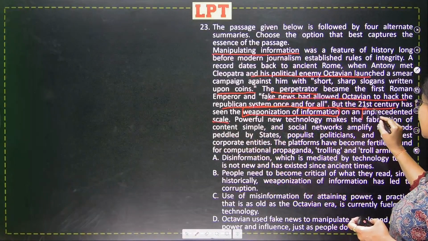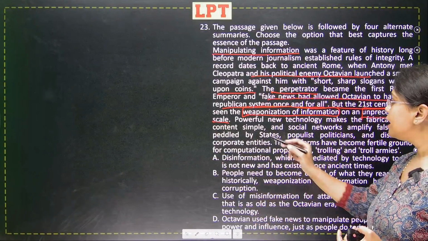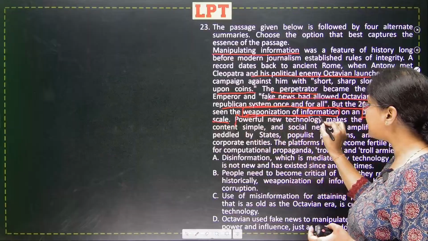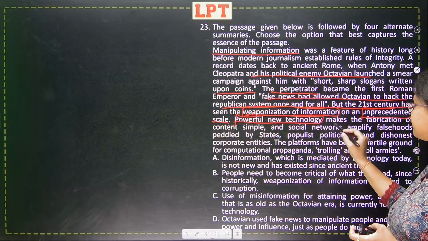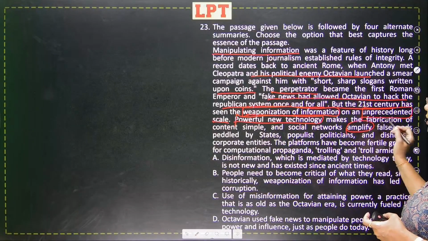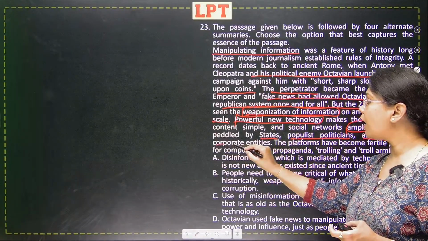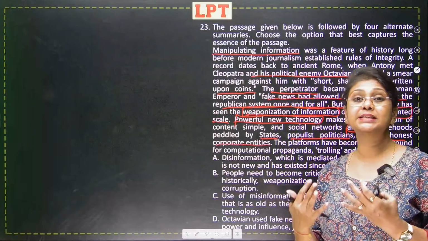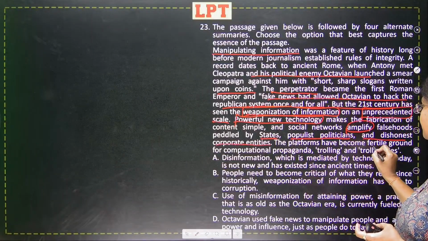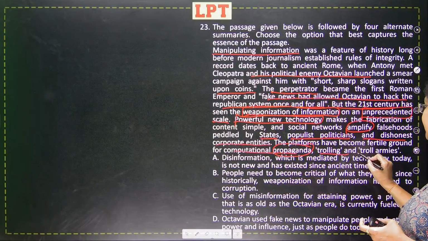So this is unparalleled, or unprecedented, something that has not happened before. Powerful new technology makes the fabrication of content simple, and social networks amplify falsehoods peddled by states, populist politicians and dishonest corporate entities. So we are talking about who is gaining in terms of manipulating this information. The platforms have become fertile ground for computational propaganda. So we talk about propaganda, trolling and troll armies.